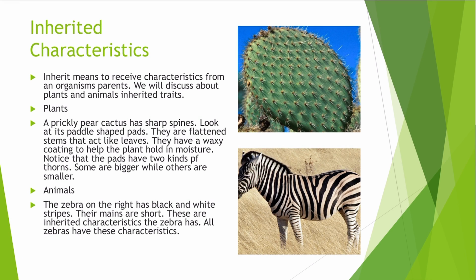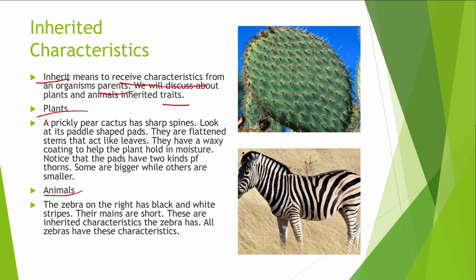Now, inherited characteristics. Well, inherit means to receive characteristics from the organism's parents. So now we're going to discuss the plant and animals' inherited traits. Well, the traits are what they get from the parent. You can also call them inherited characteristics, also known as traits. Let's go for plants and animals.